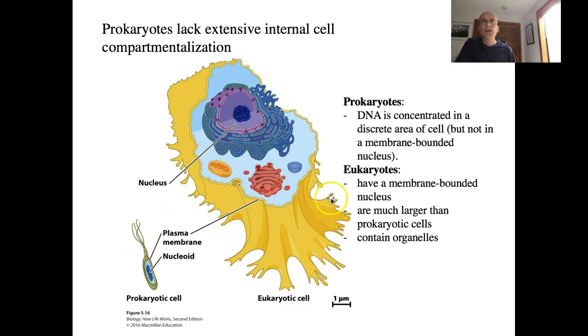That makes the difference. So in prokaryotes, the DNA is concentrated in a discrete area of the cell, in a specific area of the cell. It's not just floating around, but it's not bounded by a membrane. That's why it's called a prokaryote. And then eukaryotes have a membrane-bounded nucleus, and they're much larger.